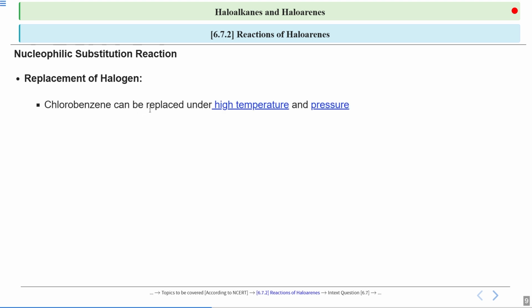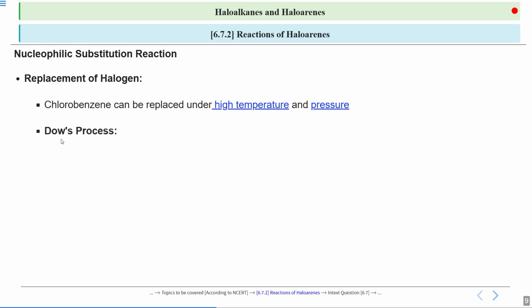So let's say chlorobenzene can be replaced under high temperature and pressure. The chlorine attached to the benzene ring in chlorobenzene can be replaced under high temperature and pressure conditions. It cannot be replaced under the standard condition, so you have to apply high temperature and pressure for the replacement of chlorine.